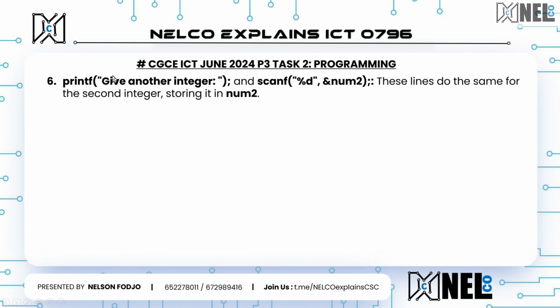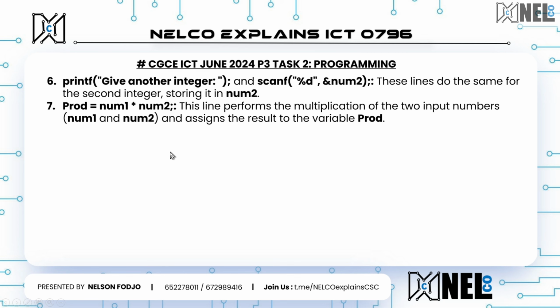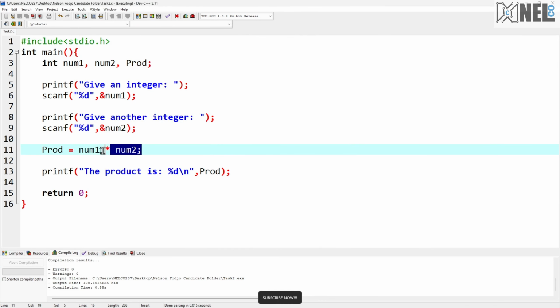We have the printf "give another integer" line, and the scanf, which is the same. The line prints out, displays to the screen, and takes another integer and stores it in the variable num2. Next line we have the prod, which is num1 times num2. This line performs the multiplication of the two inputted numbers, num1 and num2, and assigns the result to the variable prod, as you can see here.